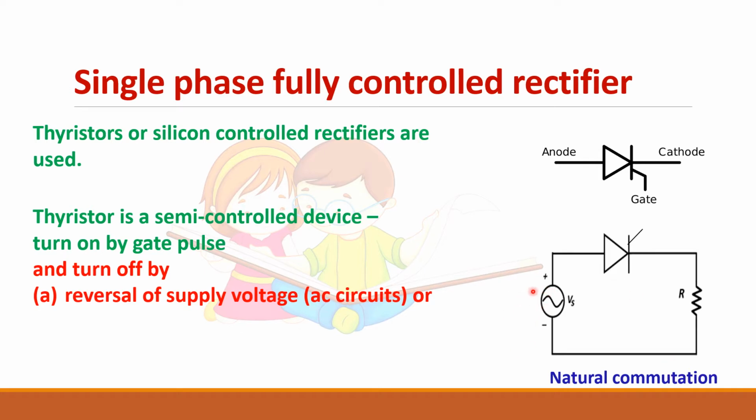Suppose we have a DC input here instead of AC, a DC signal is here. In that case, SCR cannot turn off automatically. You need some external circuit to turn off the SCR. In that case, commutation is said to be forced commutation.